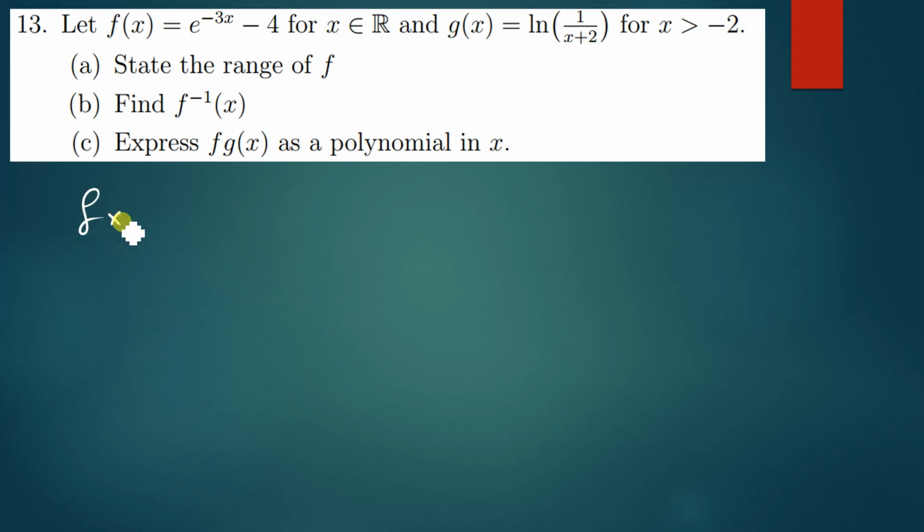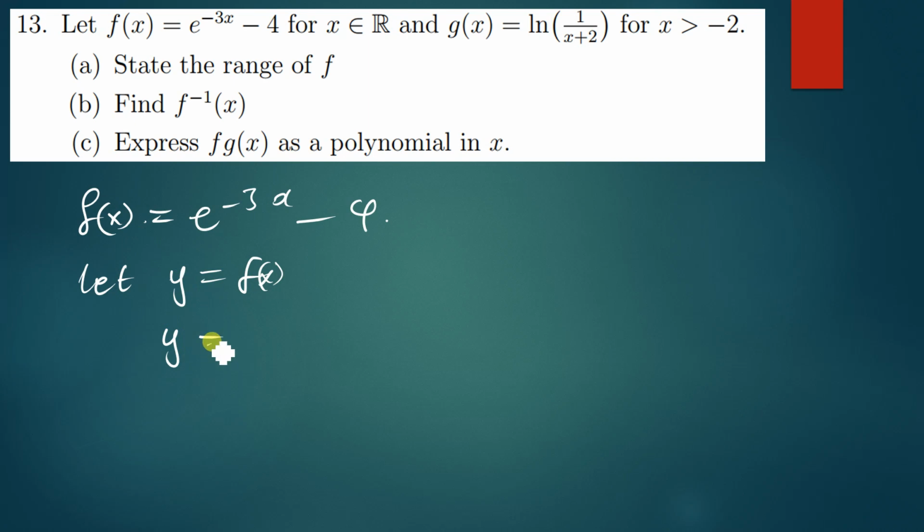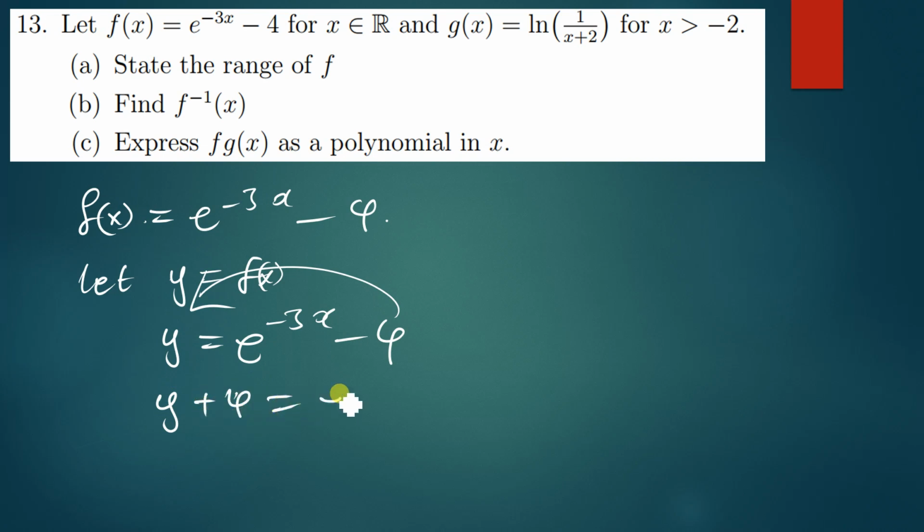So we have f of x is equal to e to the power -3x minus 4. To find the inverse, I'm going to say let y be equal to f of x, meaning we're going to put y there. So y is equal to e to the power -3x minus 4. So this will go to the other side of the equal sign, so that we get y plus 4 being equal to e to the power -3x.